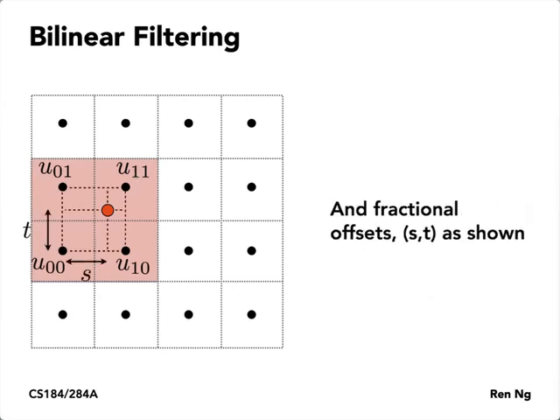So how does this work? We can look at the fractional offsets, S and T, that are shown here. If we consider between this pixel location and this pixel location as 1 unit, then S is the fraction of that, the horizontal distance of the sample location that we want to draw, and similarly T in the vertical direction.